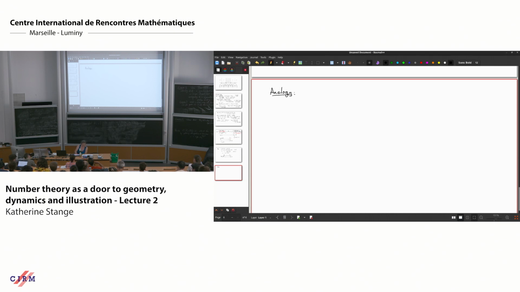So I want to make an analogy with what was going on last time. So we have Asmus Schmidt. I'm going to put the first name because there are very many Schmidts in the world. So he has an analog to the Farey subdivision.